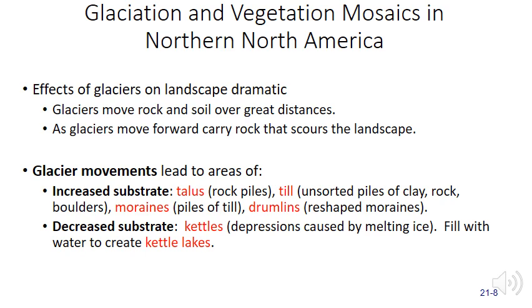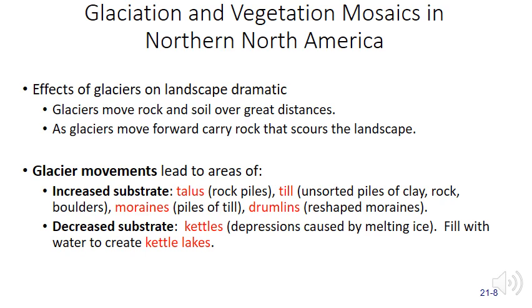Increased substrate areas are things like talus or rock piles. There's till, so these are unsorted piles of clay and rock and boulders. Then there are moraines, which are piles of till. For example, a terminal moraine is essentially a kind of hill of rocks that's pushed along at the front of the glacier. And then there are drumlins, which are reshaped moraines. This is where glaciers melt back and then reform, riding over an initial moraine. They form something called a drumlin.